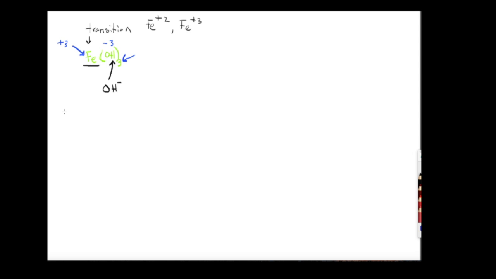So now we can write the ionization equation. We rewrite the chemical compound. We need an arrow, and then we're going to have Fe plus 3 plus 3 hydroxides.